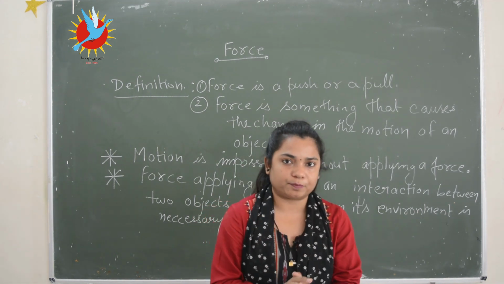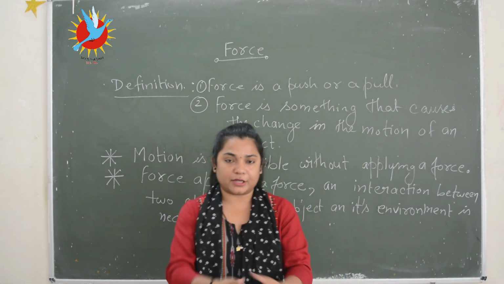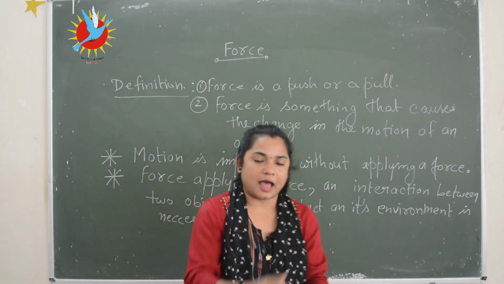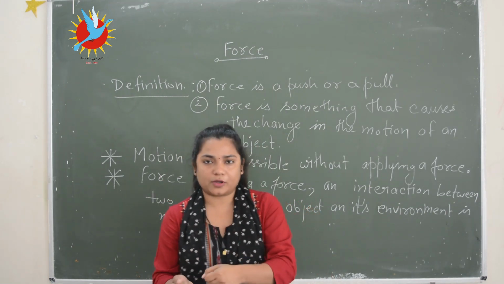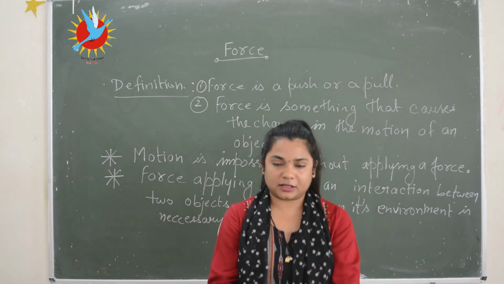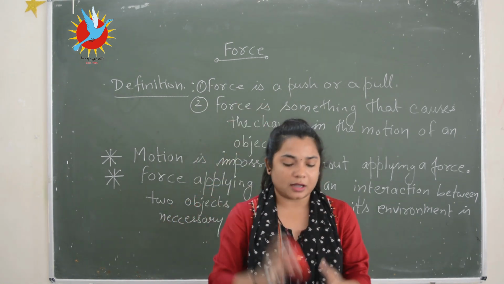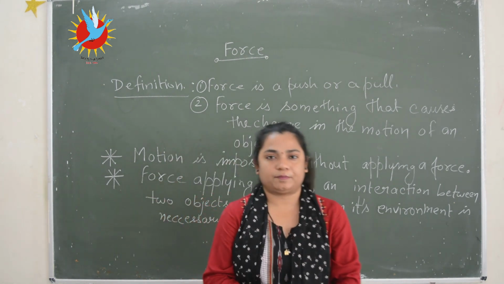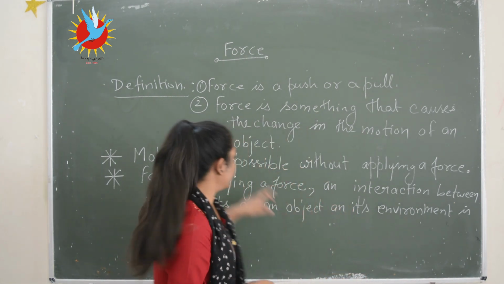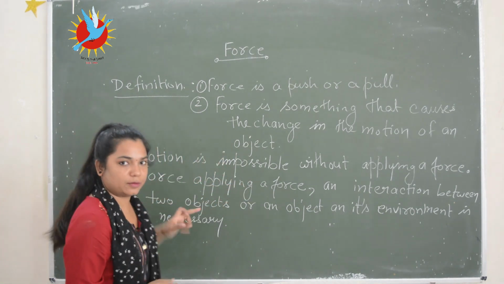What you actually do? The bowler throws the ball by using his hand like this, and the batsman, he hits the ball by using the bat. Okay, so there is an interaction between the hand of the bowler and the ball, and then there is an interaction between the bat and the ball. Okay, so these 2 points are very important to remember.